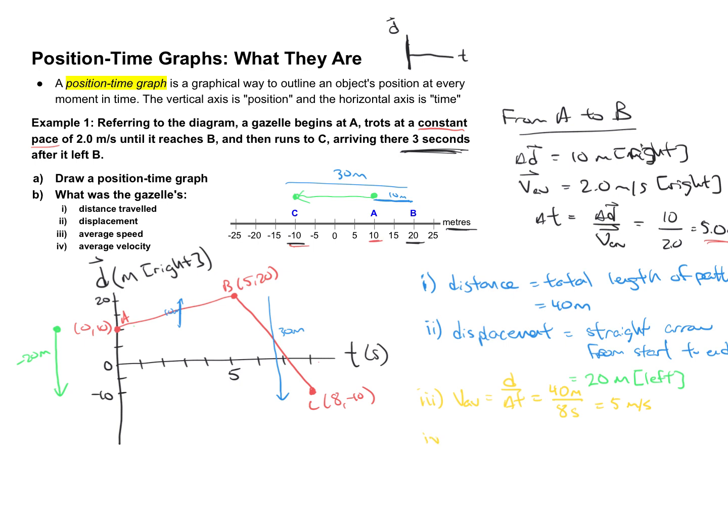And then 4 is the average velocity, which is the formula displacement divided by time. So this one is 20 meters left divided by 8 seconds. So that would give 2.5 meters per second left. Okay, that would be the average velocity. So that's one example of a position time graph.